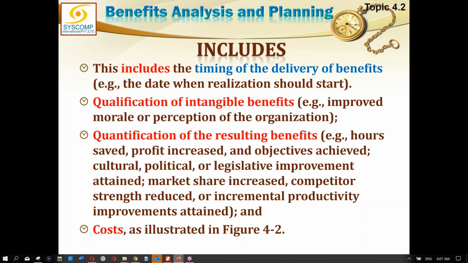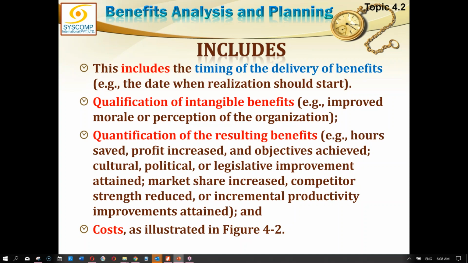Okay. Benefit analysis and planning should include the timing of the delivery of benefits, which is important. The date when realization would start is actually guiding us towards a program schedule. This will ultimately get us to the level where we'll be able to create exact dates when a certain program or a certain project or a component has to start and finish.